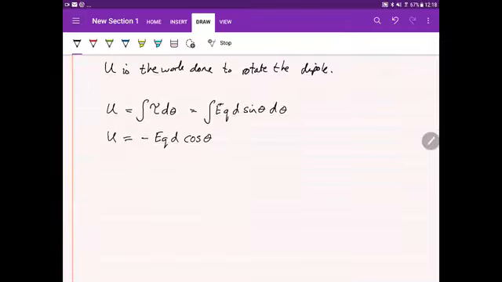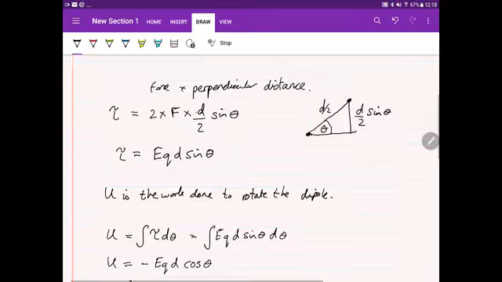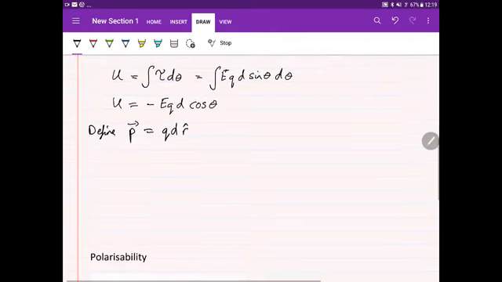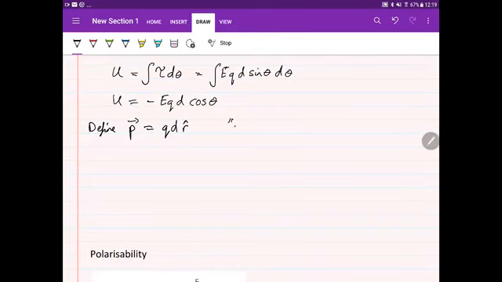We can, for convenience, define a new vector which we're going to call the dipole moment, which is p. So define p as a vector equal to Q times d, and then we're going to introduce a little unit vector, and the unit vector is going to act in this direction along the line that's joining the two charges. So this is the dipole moment.